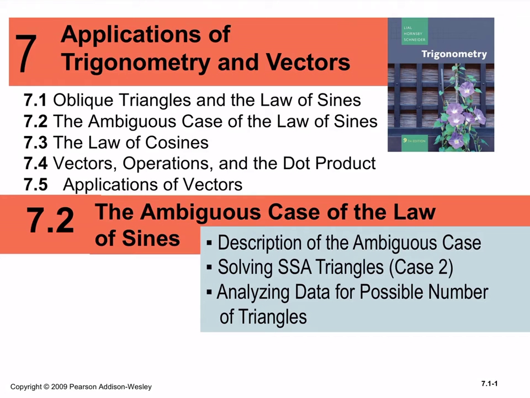We'll describe what that is, and this is that second case where we're going to try to solve a triangle, but it's in the SSA or ASS pattern, and that's what leads to the ambiguous case. And then we'll analyze some data for possible number of triangles and decide, does this triangle exist? If it does, is there only one triangle that exists, or are there multiple triangles that exist?